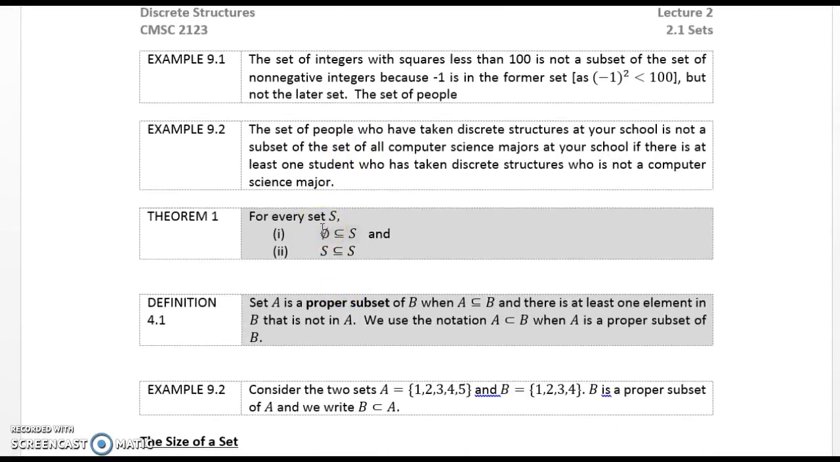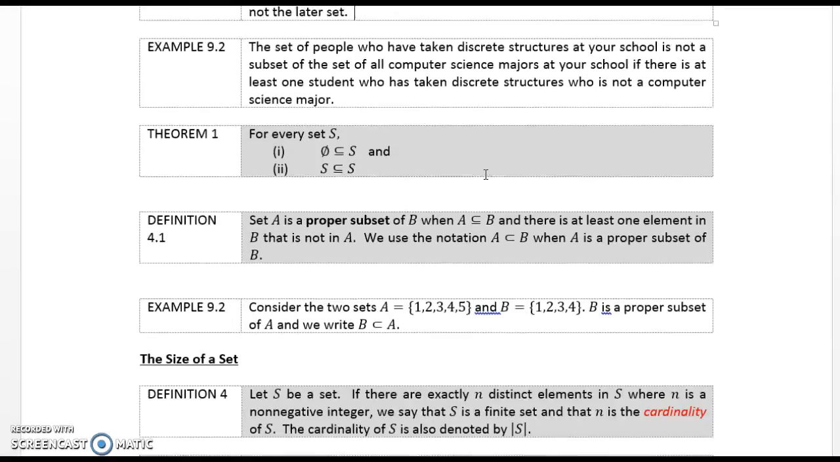Example 9.1. The set of integers with squares less than 100 is not a subset of the set of non-negative integers because -1 is in the former set, as -1 squared is less than 100, but not in the latter set. Example 9.2. The set of people who have taken discrete structures at your school is not a subset of the set of all computer science majors at your school if there is at least one student who has taken discrete structures who is not a computer science major.